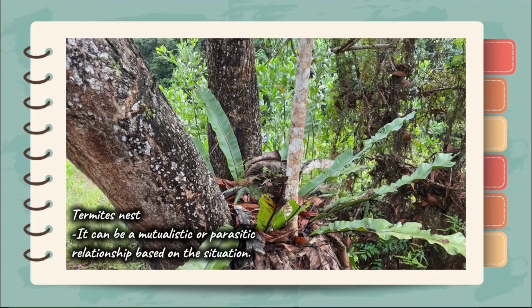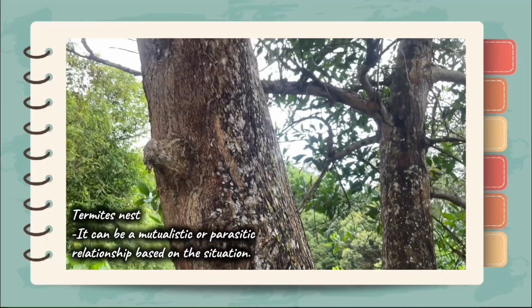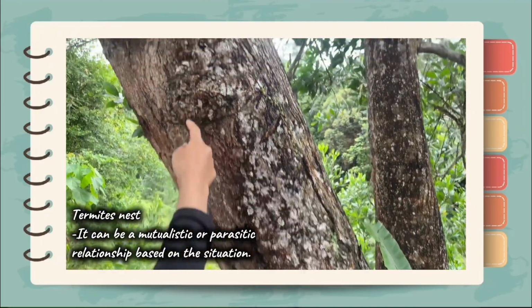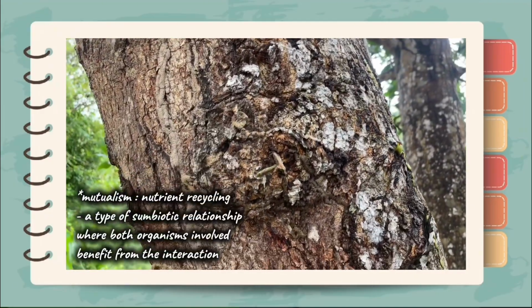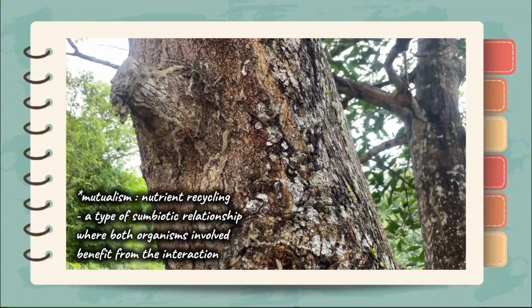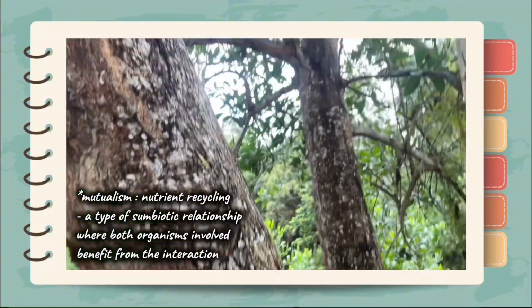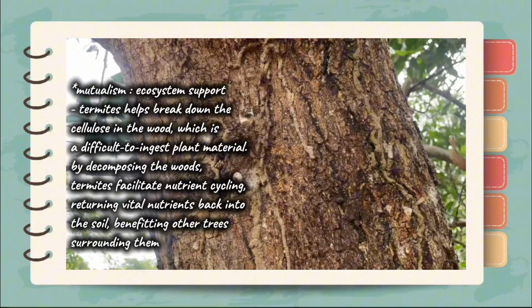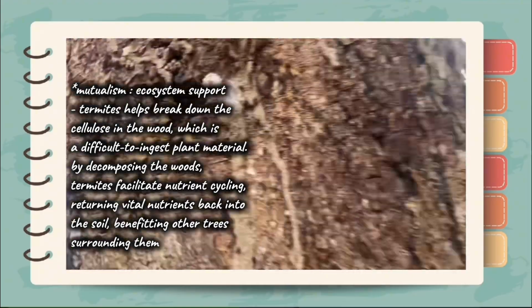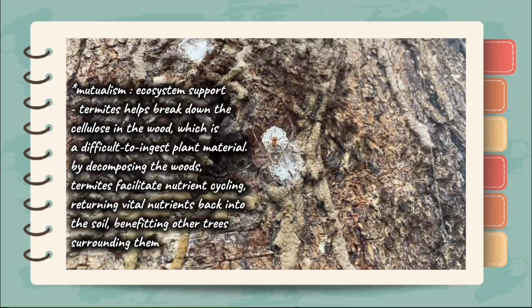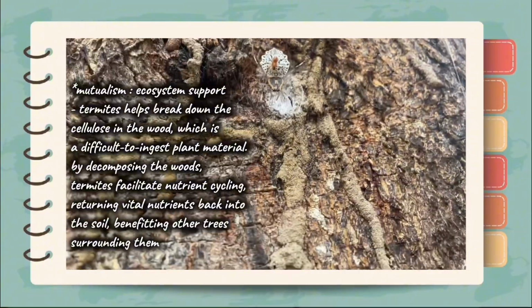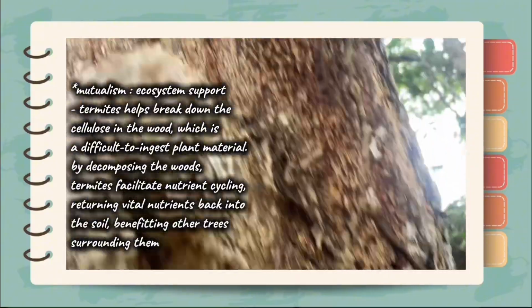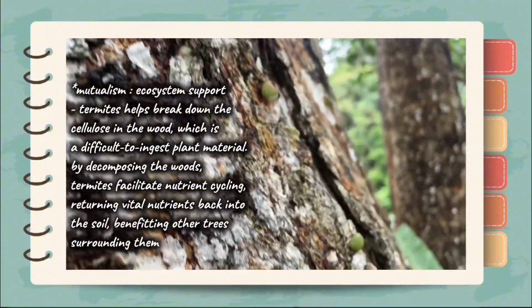Termites nest. It can be a mutualistic or parasitic relationship based on the situation. The first one is mutualism, nutrient recycling, a type of symbiotic relationship where both organisms involved benefit from the interaction. The second one is mutualism, ecosystem support. Termites help break down the cellulose in the wood, which is a difficult to ingest plant material. By decomposing the wood, termites facilitate nutrient cycling, returning vital nutrients back into the soil, benefiting other trees surrounding them.